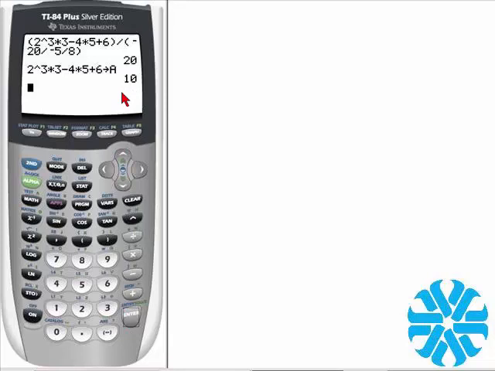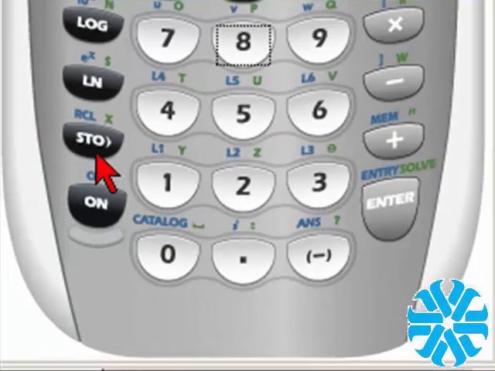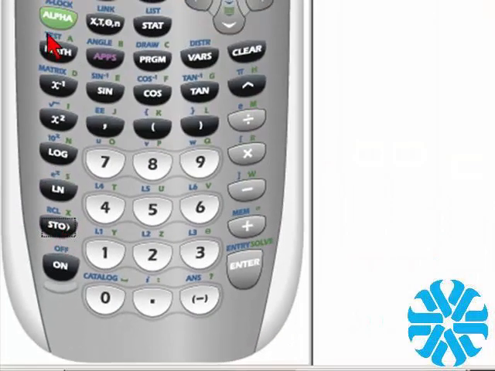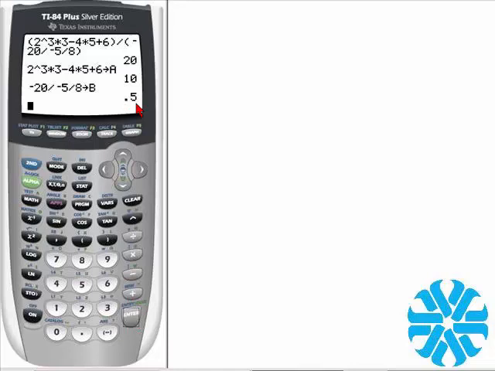And then now let's compute the denominator. So that's going to be negative 20 divided by negative 5 divided by 8. And we're going to store that in B. So we hit alpha and then this key here to get the B. So we hit enter, and we can see that 0.5 or 1/2 is the value of the denominator.